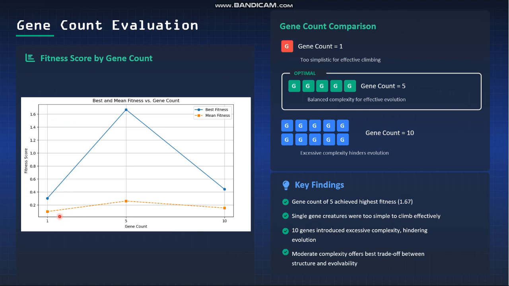Then we have the gene count results. Gene count controls the complexity of the creature design. One gene is too simple for effective climbing. Five genes provide the best balance of complexity and evolvability, leading to the highest fitness score. Ten genes create too much complexity, which makes evolution harder and reduces the performance.